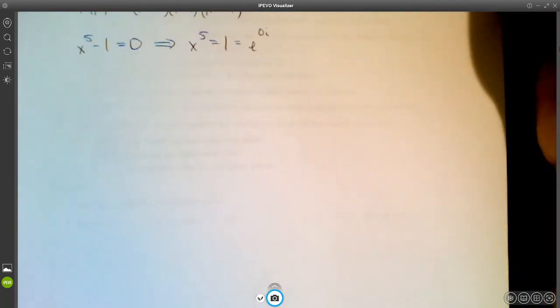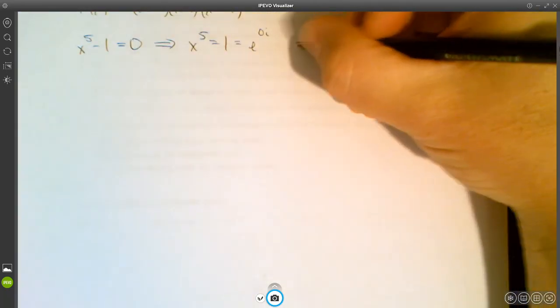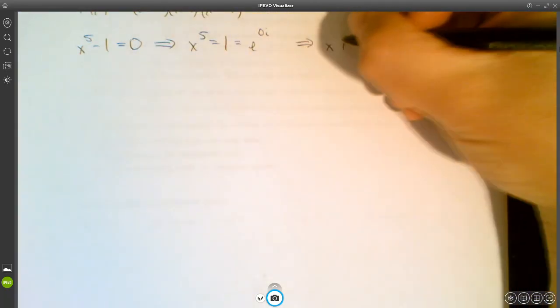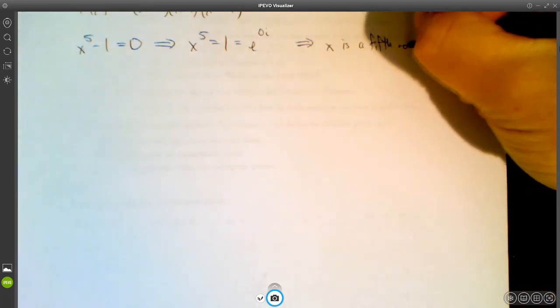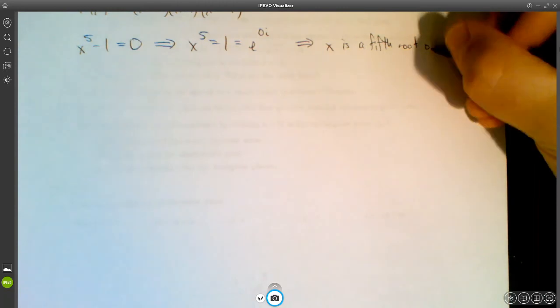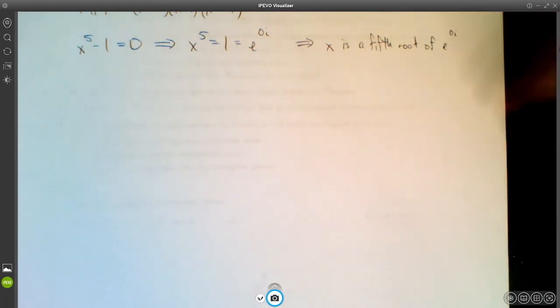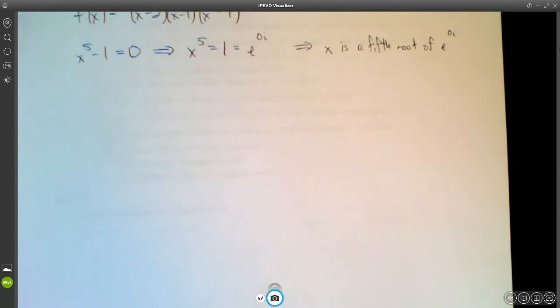Okay? So that means that x is a fifth root of e to the 0i. Right? How do we find the fifth roots? Well, we use that corollary to de Moivre's theorem.